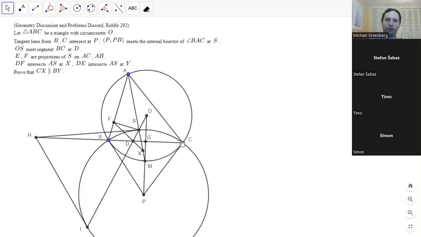And we know one of the angles is equal. So can we show that this angle here, ACS, is equal to AXF? Yeah. So SBIC is harmonic, and so the cross ratio OSDI is harmonic, and so is HBDC.